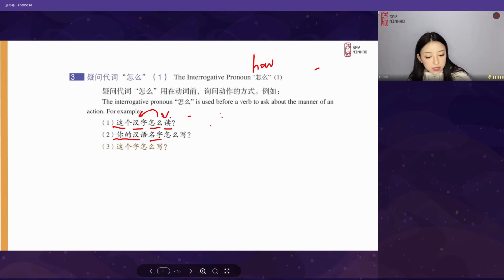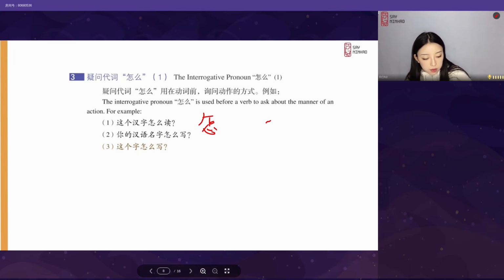你的汉语名字. 汉语名字 means Chinese name. And 你的汉语名字 means your Chinese name. Okay, this is the subject of this whole sentence. And let's see 怎么写, how to write. 写 is write. We just learned it today. So we can see the structure of the interrogative pronoun 怎么 is 怎么 plus a verb after it. Okay, 怎么 plus a verb.